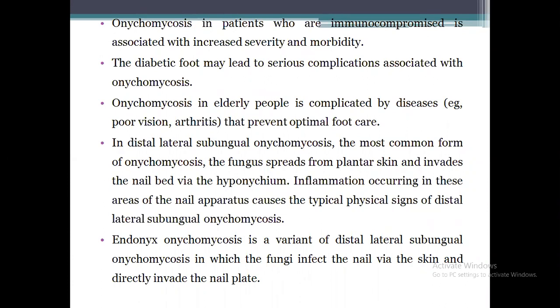Distal lateral subungual onychomycosis, as I mentioned, is the most common form of onychomycosis. The fungus is spread from plantar skin and invades the nail bed via the hyponychium. Inflammation occurring in these areas of the nail apparatus causes the typical physical signs of distal lateral subungual onychomycosis. Endonyx onychomycosis is a variant of distal lateral subungual onychomycosis in which fungi infect the nail via the skin and directly invade the nail plate.